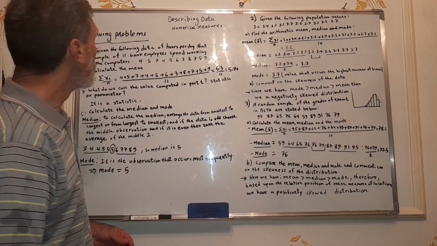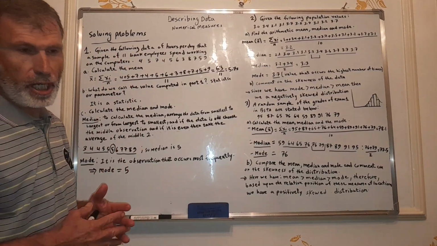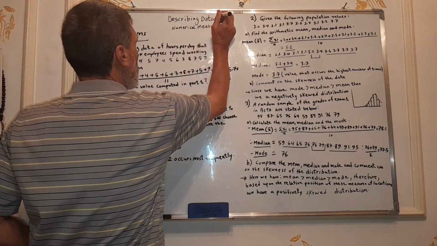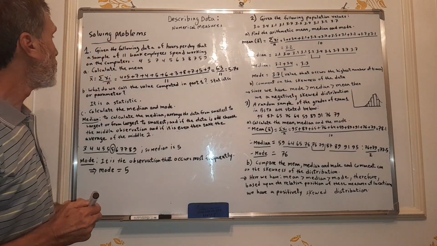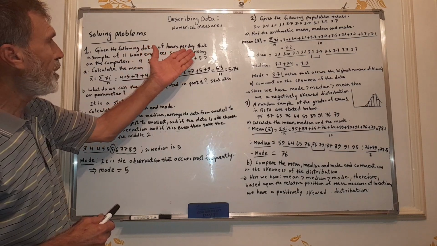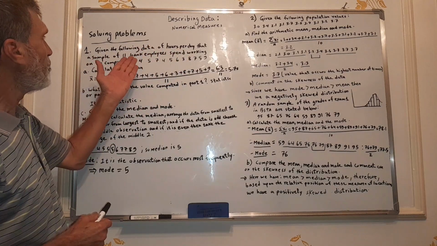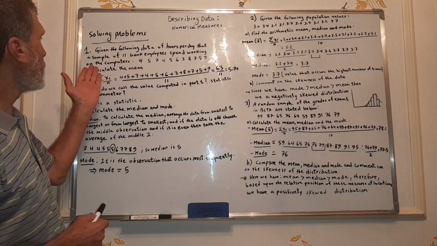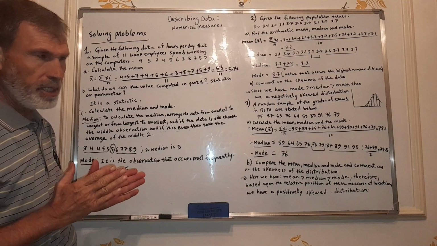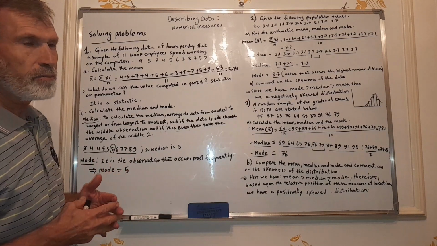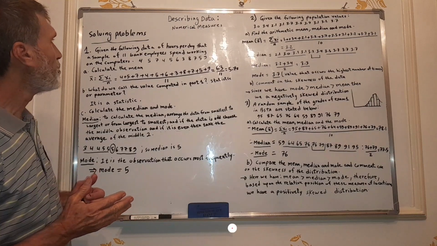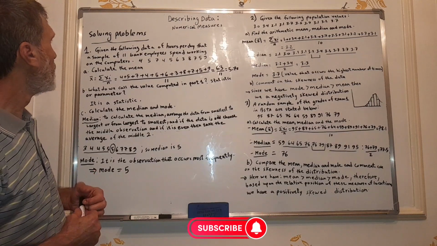Okay, now we move to solving problems in this chapter, describing data numerical measures. Of course, as you can see, the first problem is given the following data of hours per day that a sample of 11 bank employees spend working on the computers. So here we have this sample data of 11 bank employees, of course, spending times working on the computers.